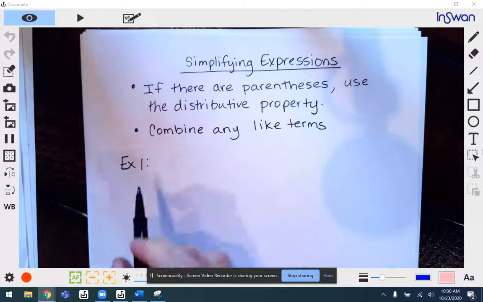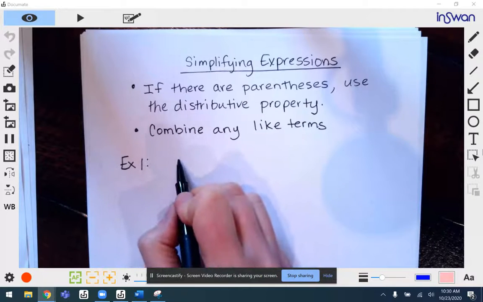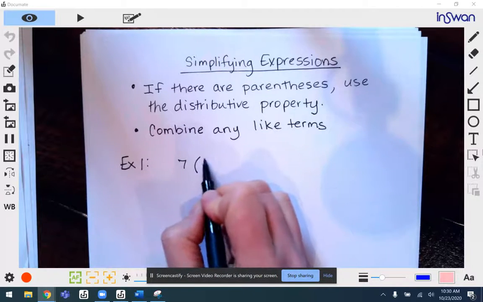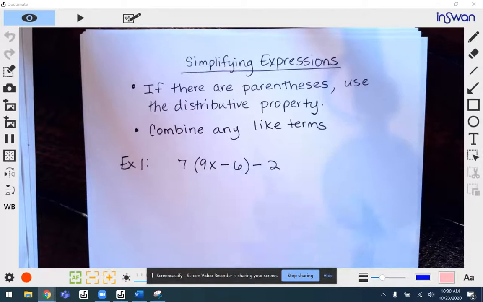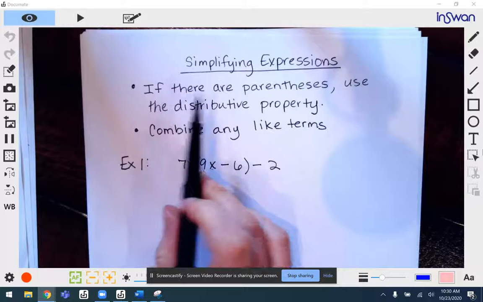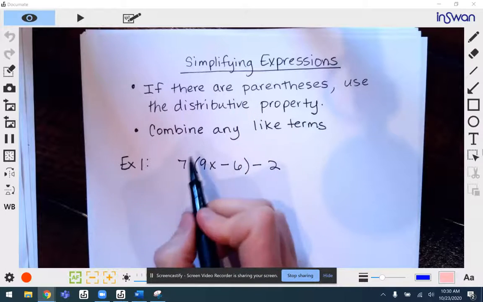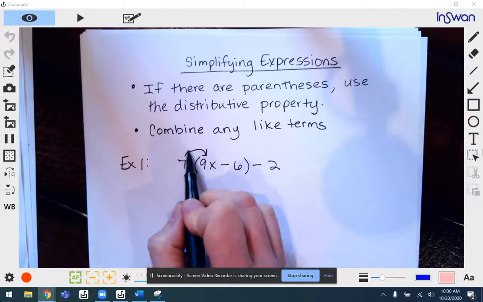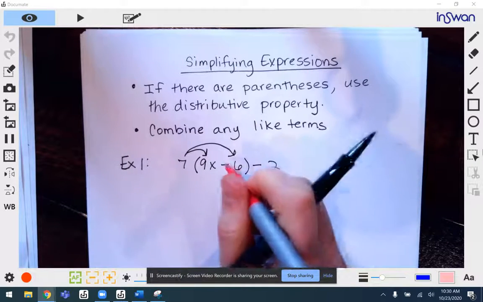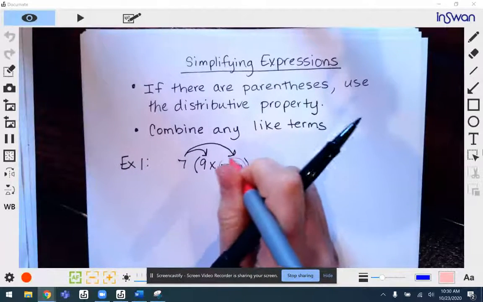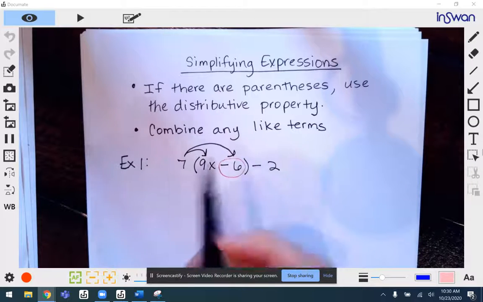All right, hopefully you're back. So our first example, we have 7 times parentheses 9x minus 6, minus 2. Here, notice there are parentheses, so we're going to use our distributive property. We're going to distribute 7 to both of these terms. Remembering where our signs go, this negative belongs with the 6. So make sure you include that when you're multiplying.